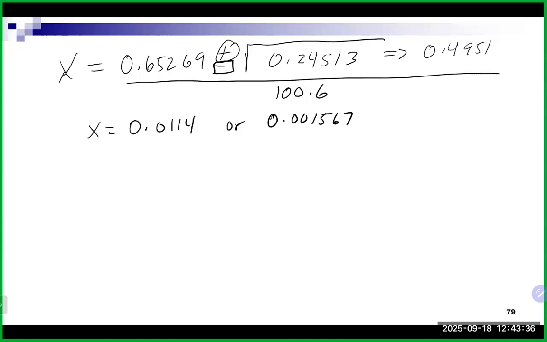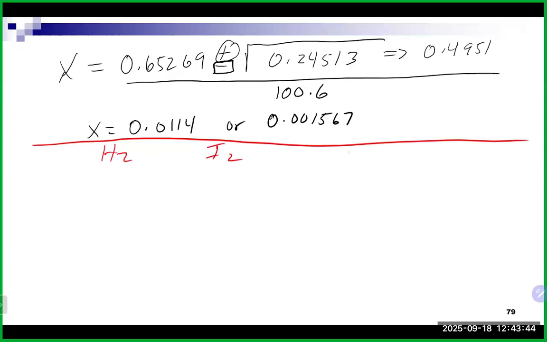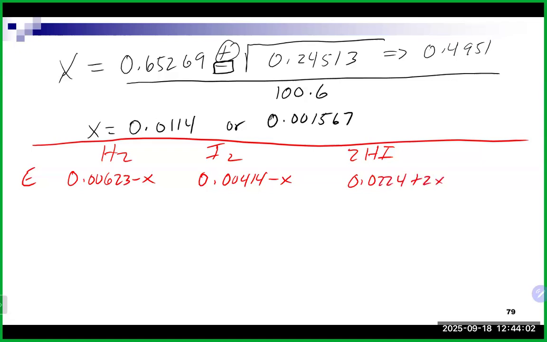So just to rewrite our equilibrium line here for our H2, our I2, and our HI. Our equilibrium line there from our ICE table was 0.00623 minus x, 0.00414 minus x, and 0.0224 plus 2x. So looking at these numbers here, to me, this guy looks a little too big, yeah? And that's not going to work so well, as we would get a negative number, obviously, if we put that in there. So that will leave this guy here as our winner.